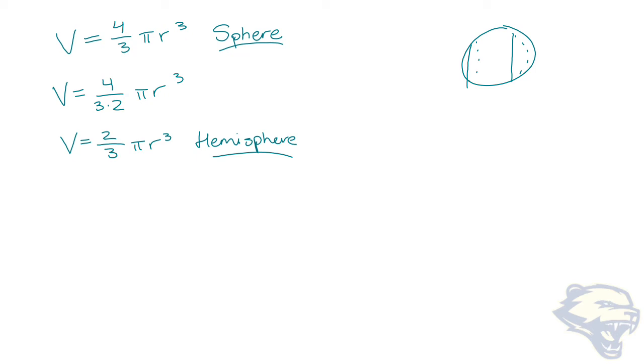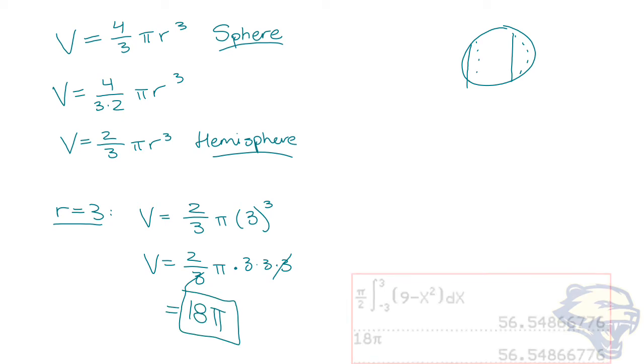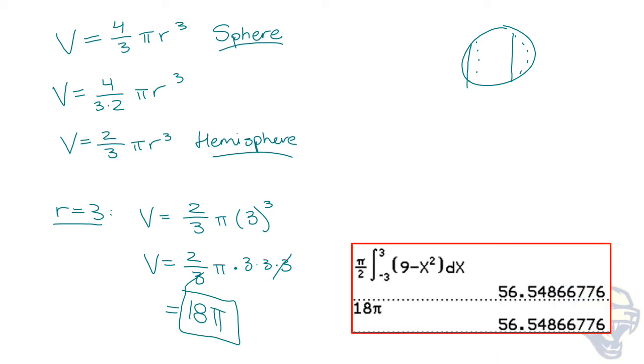Okay, if we find the volume of a hemisphere with a radius of 3, because we were just looking at a circle with a radius of 3, if I plug that in for r into this hemisphere formula, 3 cubed, if I cancel one of those 3's with the 3 on the bottom, that becomes 2 times pi times 3, which is 18 pi. That's the same thing that we just got from the integral.